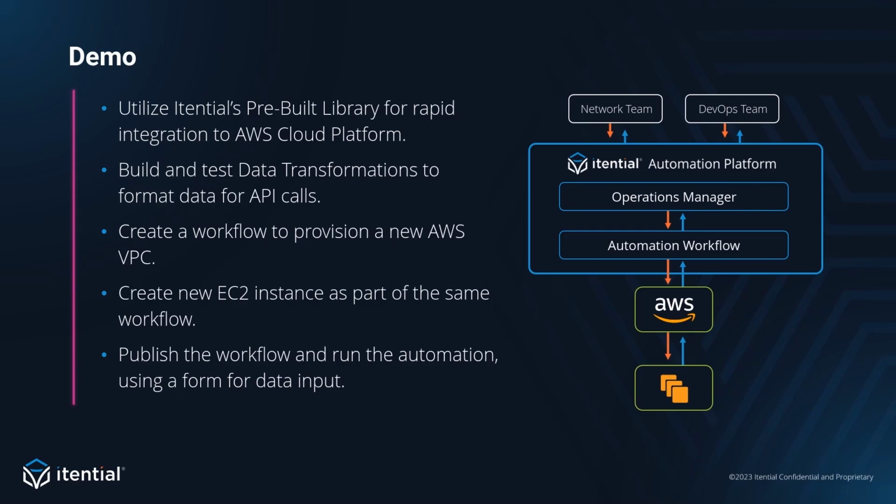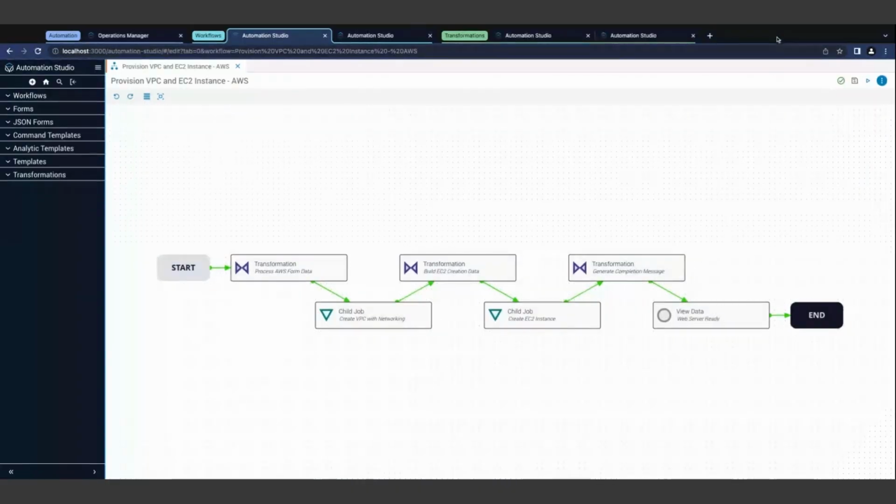Next, we're going to take a look at our workflow for provisioning our VPC and our EC2 instance. So here we have our workflow, and we'll go from left to right and talk through each step. The first step in our workflow is a transformation, Itential's low-code solution to data manipulation. Here we're using it to process the data that will be submitted via the form. Our next step is a child job. A child job allows us to leverage another workflow as a step in this one. In this case, we'll be running a workflow that creates the VPC that we'll be placing our new EC2 instance in. After that, we have another transformation.